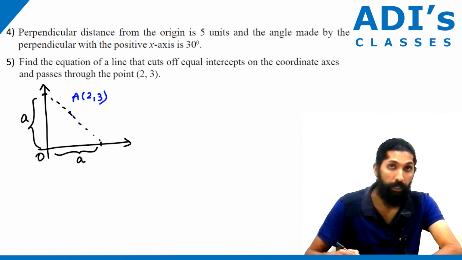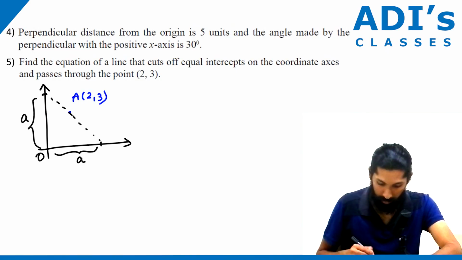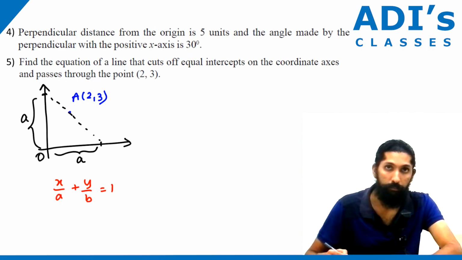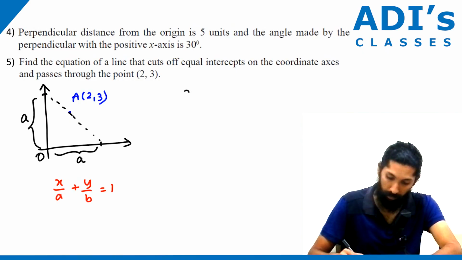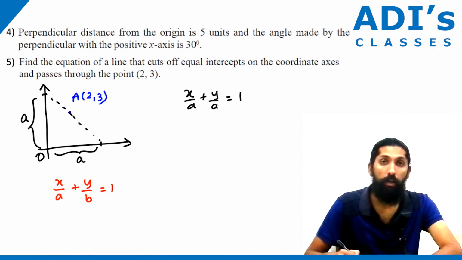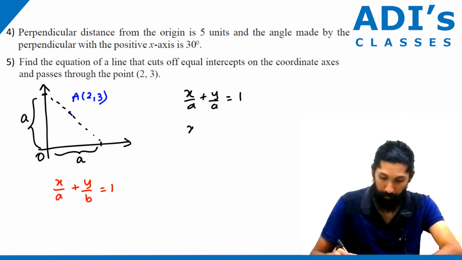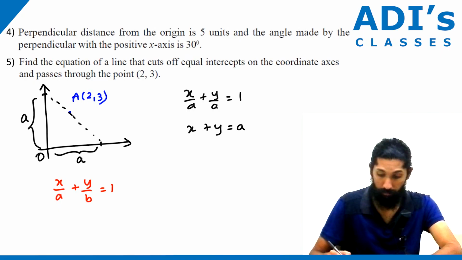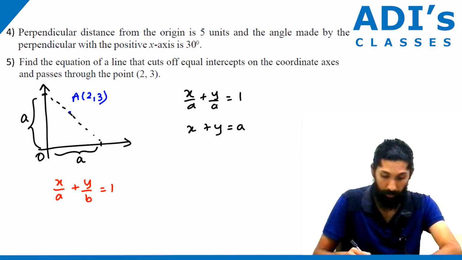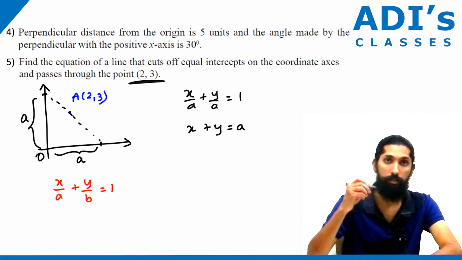What is the equation in the intercept form? Intercept form equation is x by a plus y by b is equal to 1. But here, a and b are one and the same, correct? So what do you get? x by a plus y by a is equal to 1. LCM is a itself. So what do you get now? x plus y is equal to a. Correct? So x plus y is equal to a. Now, this particular line passes through which point? It passes through 2, 3. So x is 2, y is 3.